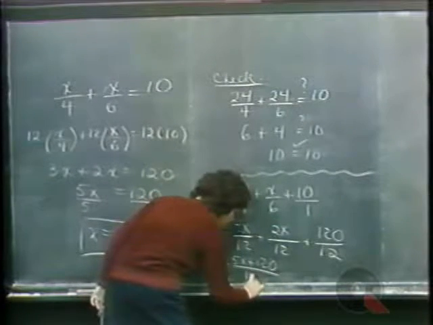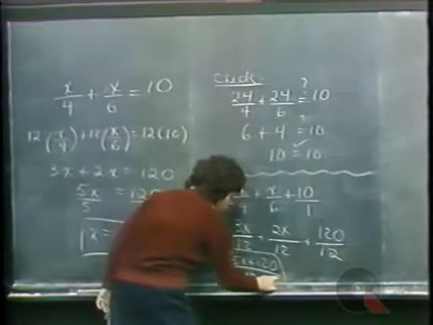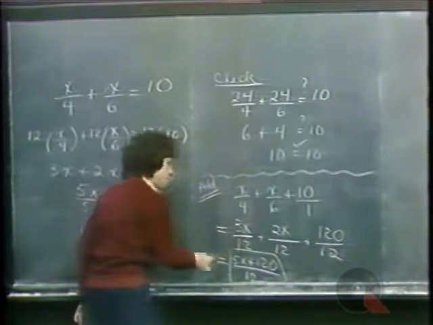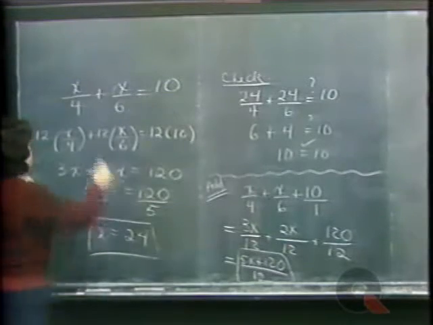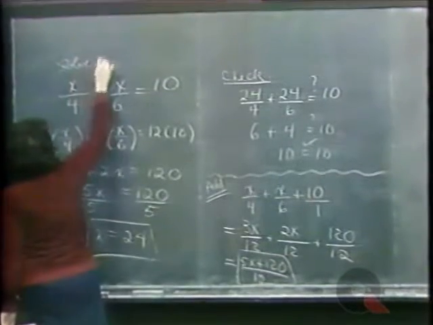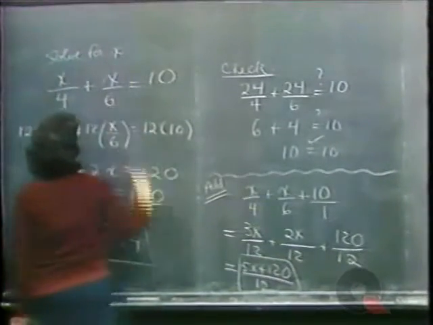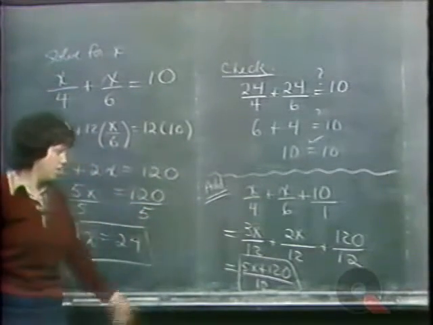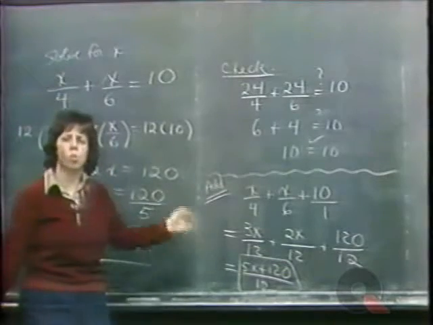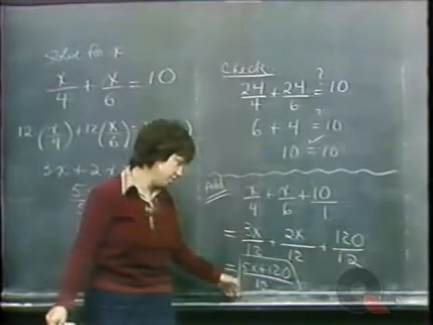over 12. So don't confuse these problems. Here we are adding fractions. Over here we were solving a fractional equation. This was to solve for x. This was to add fractions. When you add the fractions, you still wind up with a fraction here. Same denominator, 12.